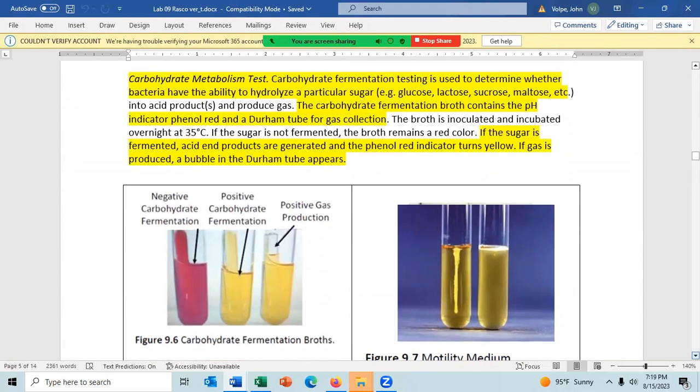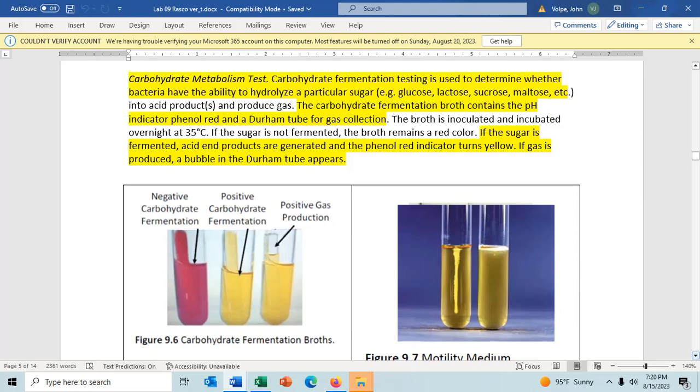All right, let's move on to the carbohydrate metabolism test. I think we talked about this earlier. The bacteria can be looked at to see if they hydrolyze a specific sugar. The sugar can vary. There's one sugar in each tube. That's why we call it carbohydrate metabolism, because all of the sugars are carbohydrates. You can study glucose, lactose, sucrose, maltose, fructose. I think we do inulin. I don't think we do fructose. And there's a few other sugars you can test as well.